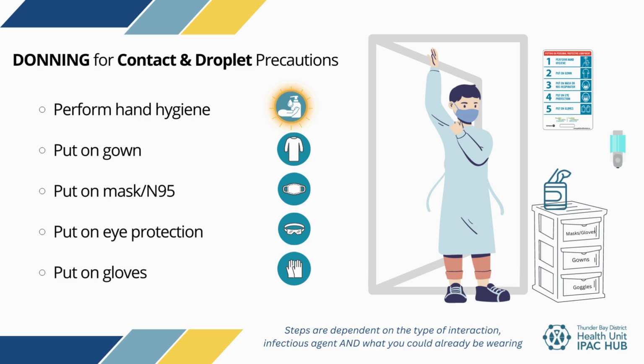If we look at contact and droplet precautions, donning for this requires the use of all four types of PPE. As we've discussed, it's important to note that the order of steps are dependent on your risk assessment, the type of interaction, which infectious agent you will be dealing with, and what you could already be wearing in terms of PPE, for example, universal masking. Gather your supplies, take your time, and follow the steps on the sign. Start with performing hand hygiene prior to touching clean PPE. Put on your gown, put on your mask, put on eye protection, and lastly, put on gloves.